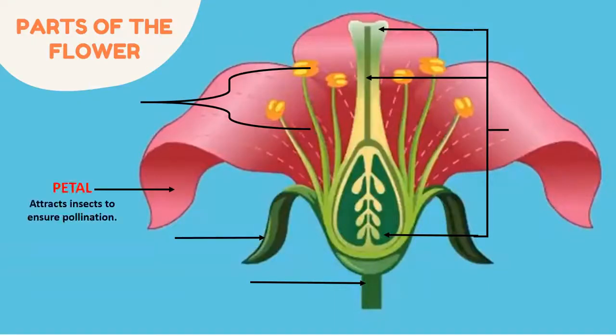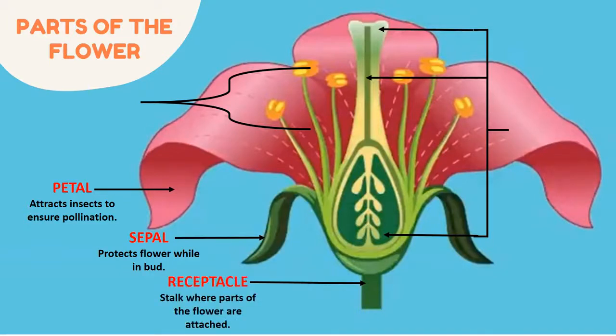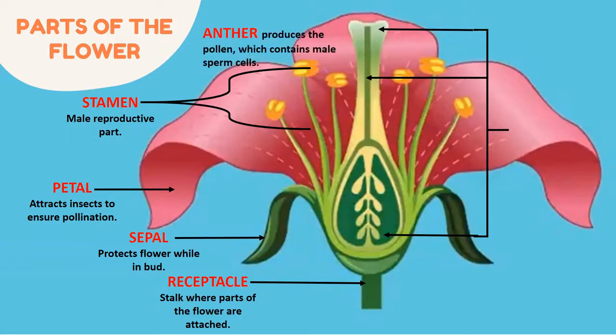Petal. Attract insect to ensure pollination. Sepal, protects flower while in bud. Receptacle, stalk where parts of the flower are attached. Stamen, male reproductive part, which consists of anther that produce the pollen which contains male sperm cells, and filament, a fine hair-like stalk that holds or supports the anther.